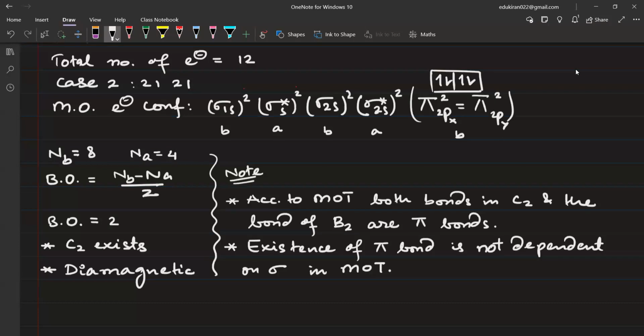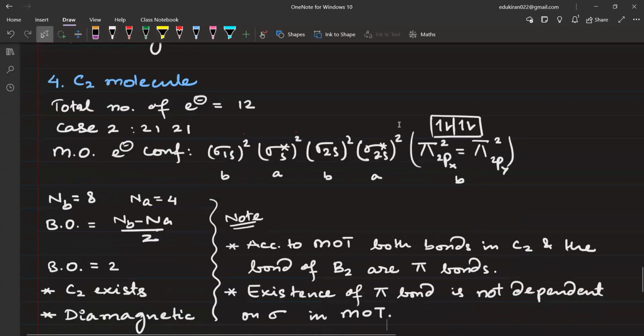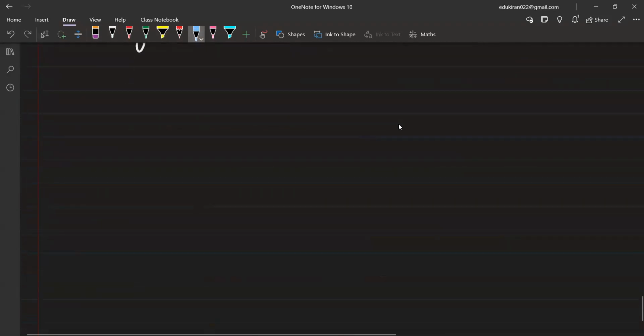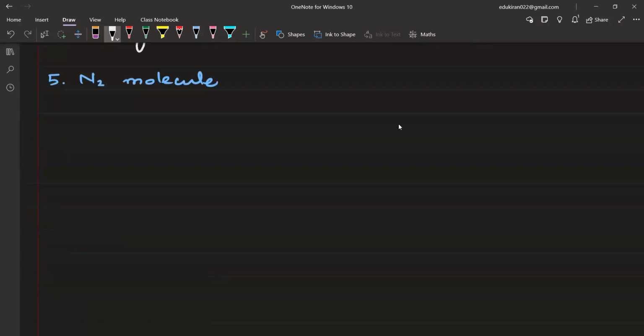Now let us look at the case of N2. N2 का केस देख लेते हैं. C2 के बाद आ जाएगा fifth point N2. What is the first thing that we are going to write? Total number of electrons. अब हम सारी चीजें छोटा छोटा करते हैं. Total electrons is equal to how much? 14. So case 1 or case 2? Case 2. So we are going to do 2 1 2 1.